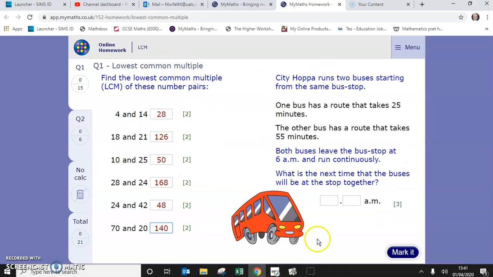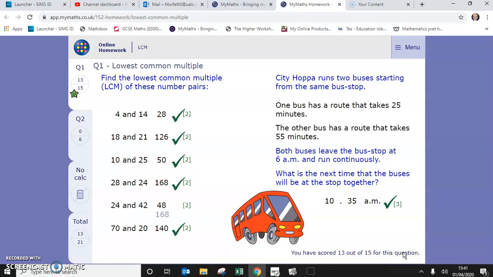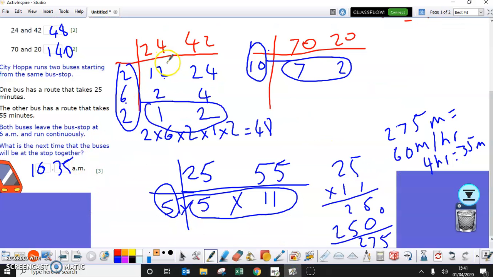Now if I go back to the My Maths and put that one in, 10:35, and then mark it. You can see I've got one wrong there. 24 and 42. What did I do when I calculated it? Let's have a look. 24 and 42, 12. That would be 21. You see the error I've made? Half of 42 would be 21, not 24. So that would be 160.